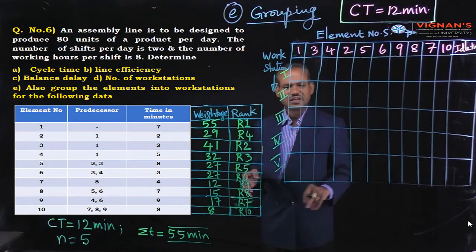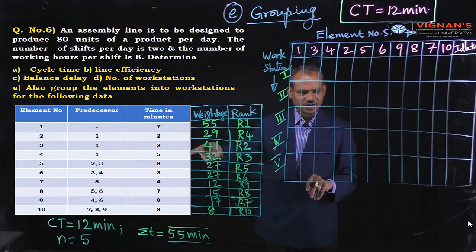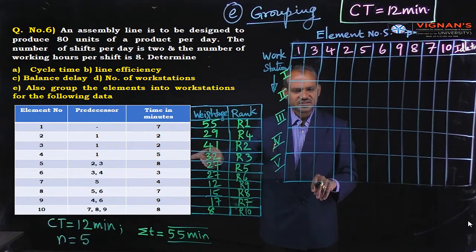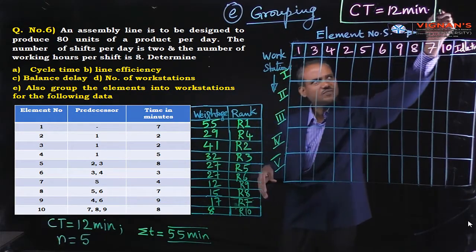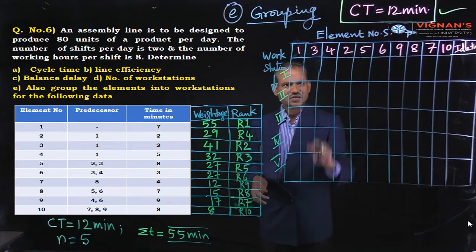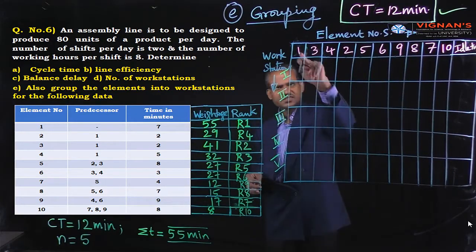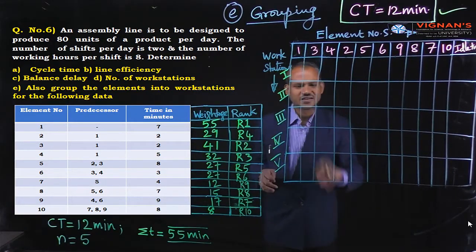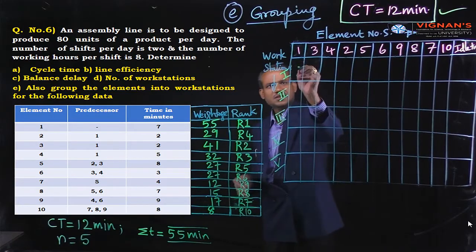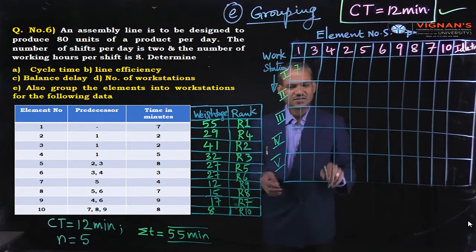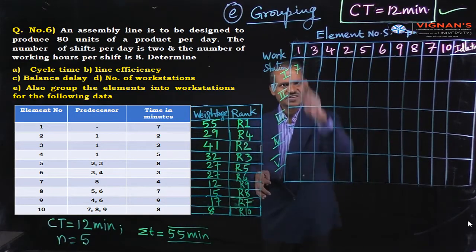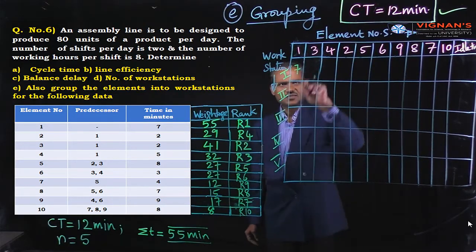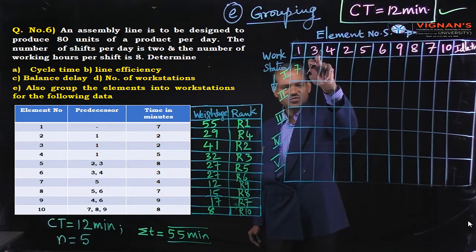Observe the element number 1 timing from this table. This is 7. 7 is less than cycle time. Therefore, assign this element number 1 in workstation 1. Tell me that the timing is 7. Write 7 here. Assign it. Next, move to the next element.